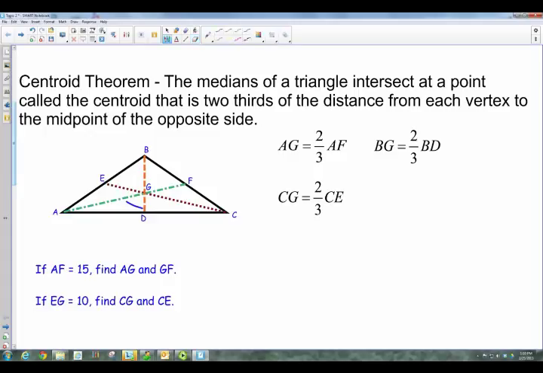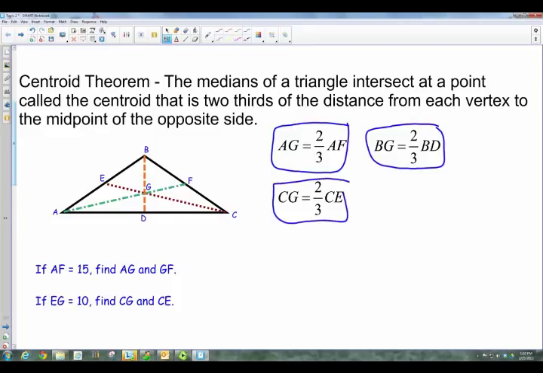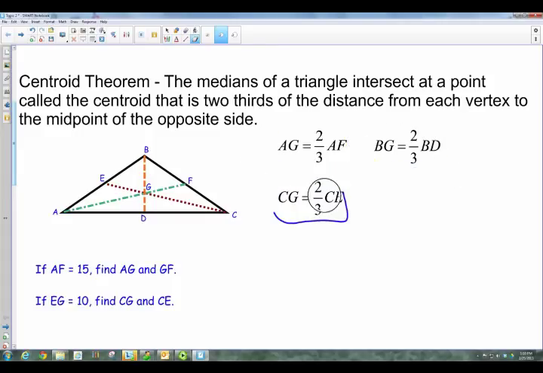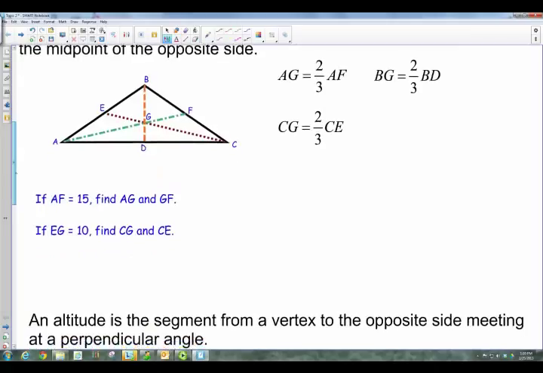So if you look at the right, it shows you that AG, which is the value from the vertex to the centroid, is 2/3 of the entire AF. BG is 2/3 of the entire BD. And CG is 2/3 of the entire CE. So with those values being 2/3, what we can do is we can solve some problems and get some values.